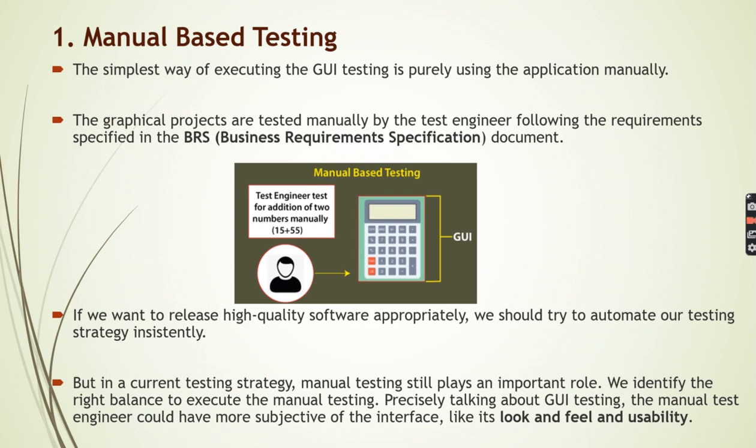As we already know, manual testing is not very productive because sometimes the execution of manual testing is slow. If we want to release high quality software appropriately, we should try to automate our testing strategy consistently. But in the current testing strategy, manual testing still plays an important role. We identify the right balance to execute manual testing. Specifically talking about GUI testing, the manual test engineer could have more subjective views of the interface like its look and feel and usability.